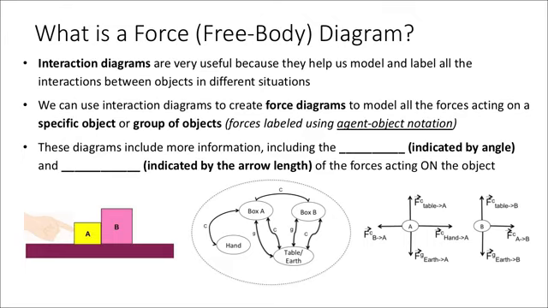And we're going to label these objects using something called agent-object notation, which we'll take a look at. These diagrams include more information than just the interaction diagrams, including the direction, which is indicated by the angle, and the magnitude or the strength, which is indicated by the length of the arrow. On the bottom, we have an example. From the first, we have the picture. In the middle, we have an interaction diagram. And on the right, we have our force diagram. So this is the process that we'll be modeling in this video.